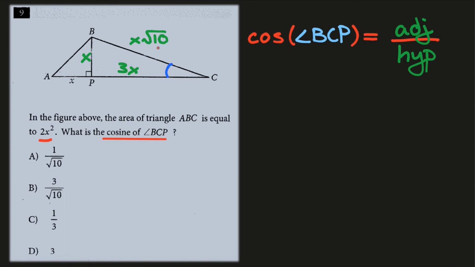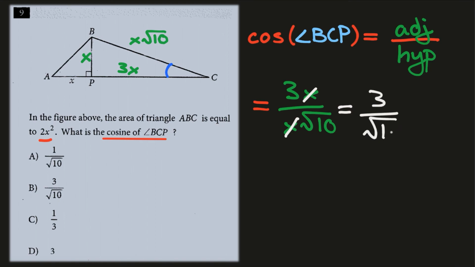Now that we know all of the lengths in the right triangle, we can simply substitute in these values to obtain the cosine ratio. So we know that the adjacent side is equal to 3x, and that the hypotenuse is x times the square root of 10. Now, we cancel out common factors, meaning that our answer is 3 over the square root of 10.